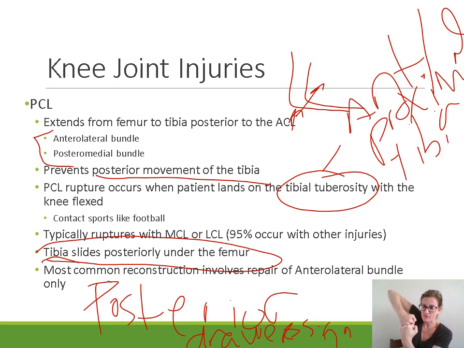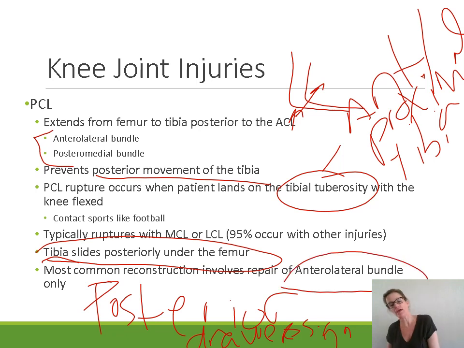So the tibia slides forward, that's anterior drawer sign. That happens when the ACL is torn. The tibia sliding backwards, that is posterior drawer sign. That happens when the posterior cruciate ligament, or the PCL, is torn. Most common reconstruction involves repair of the anterolateral bundle only. So usually we're looking at the anterolateral bundle, not the posteromedial bundle.